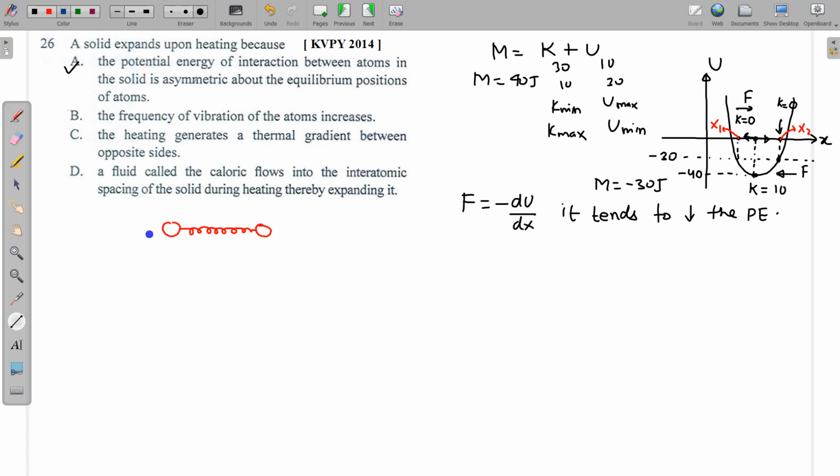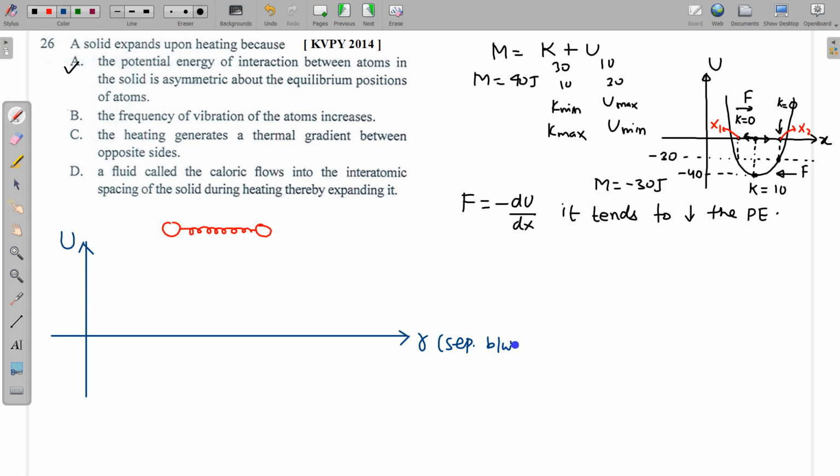Now let us draw the potential energy curve for the interaction of two atoms. So let us draw the curve. These are the axes. Here it is U, and this is R. R is the separation between the atoms. So U as a function of separation between atoms. And this curve goes like this.